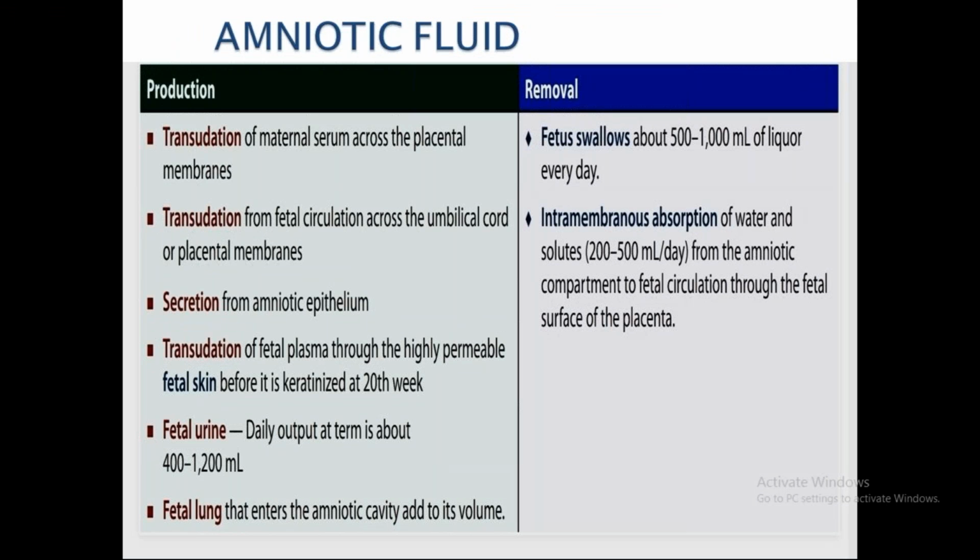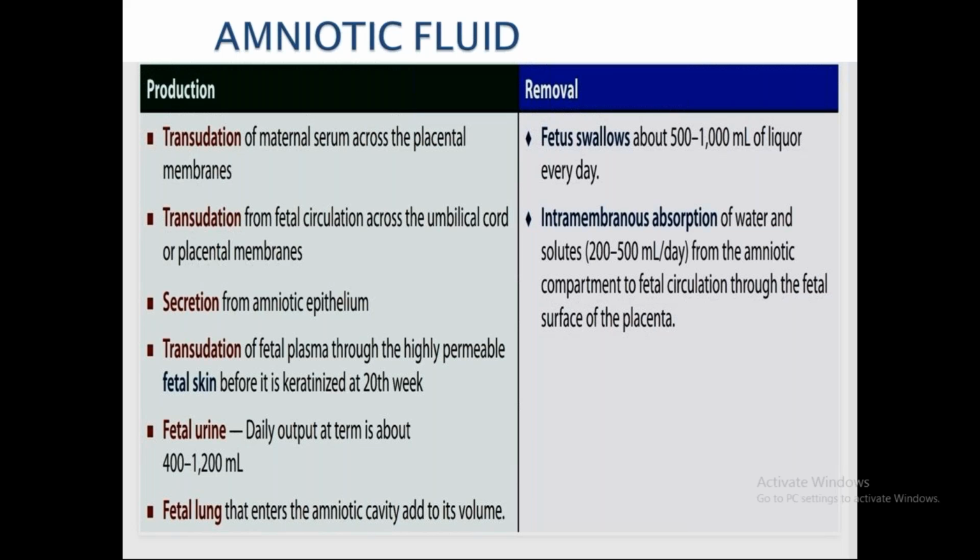So how is this amniotic fluid formed? I already told you it's a mixed origin from the maternal as well as the fetal side. So the production can be from the transudation of the maternal serum in the beginning of intrauterine life. Later from the fetal skin. This is only up to 20 weeks. Later what will happen? The skin will become thickened, that is keratinized. Later, that production activity is taken over by the fetal lungs and fetal bladder.